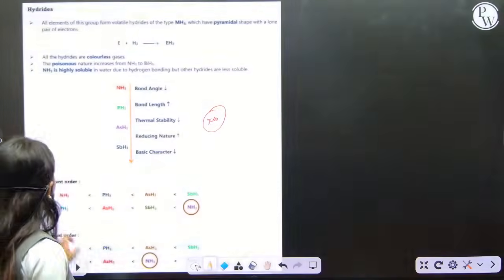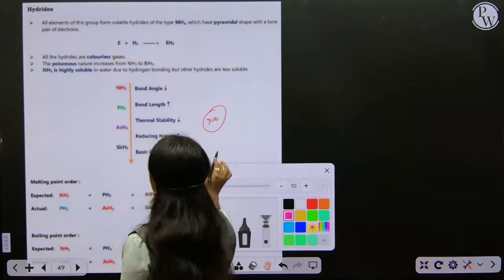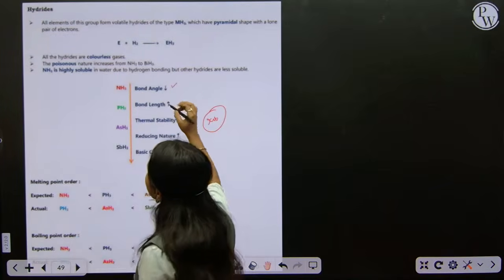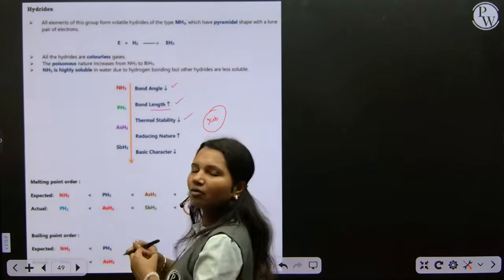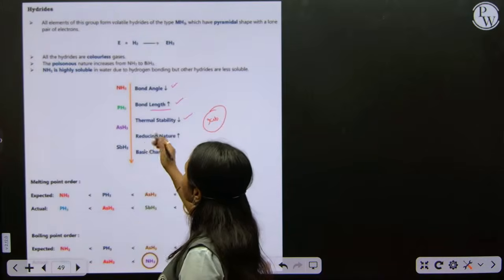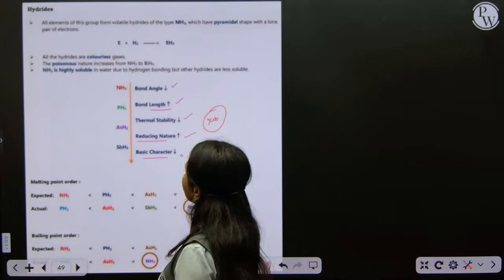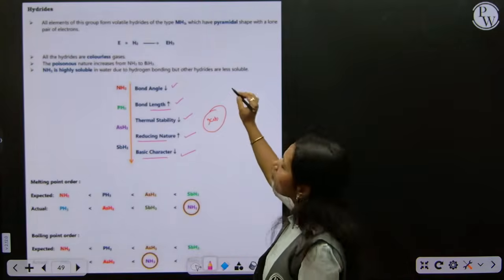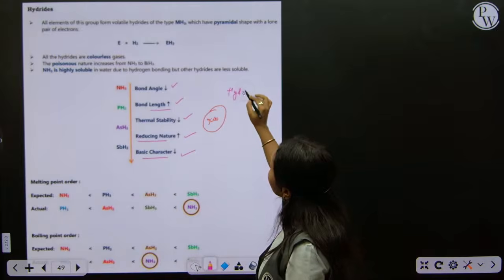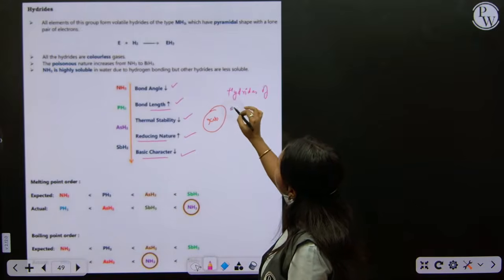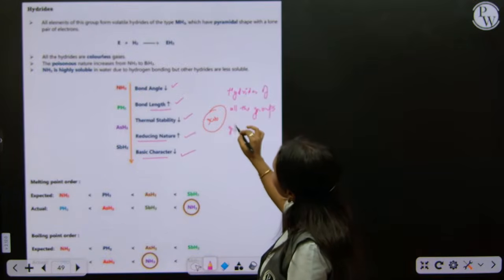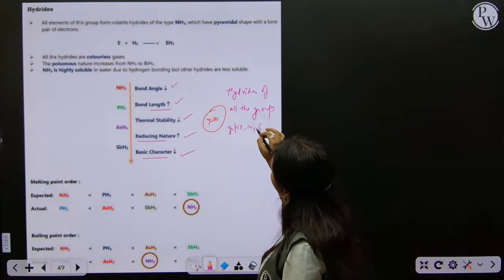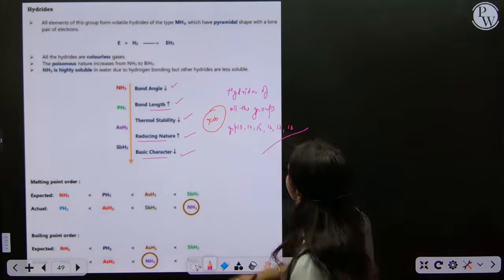And this is very important. So now here, see, ammonia, this is the basic strength, and down the group bond angle decreases, bond strength decreases, bond length increases, sorry. Thermal stability decreases, if they become weaker they can be destabilized easily. Reducing nature increases, basic character decreases, right? This you can use for hydrides of all the groups. And what are all the groups? Group number 13, 14, 15, 16, 17 and 18.